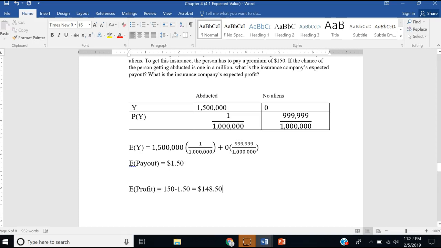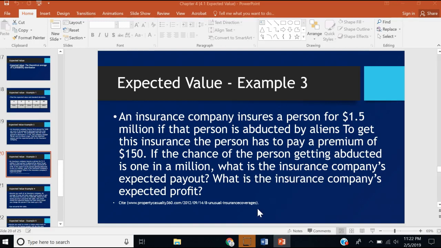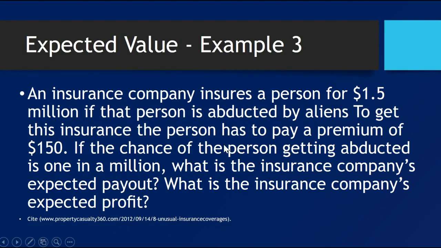Now, again, this scenario is a little bit silly, but people actually buy some really, really weird insurances. So while it's a little bit silly, it's a thing that actually exists, and you can look that up on the slides, or excuse me, through this website that I cited there. Okay.